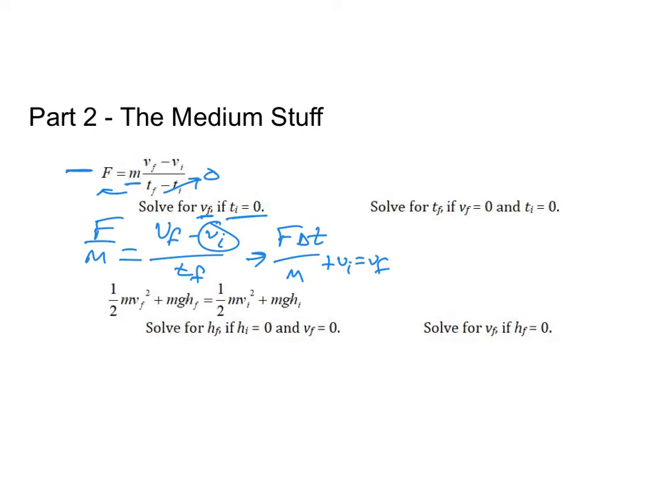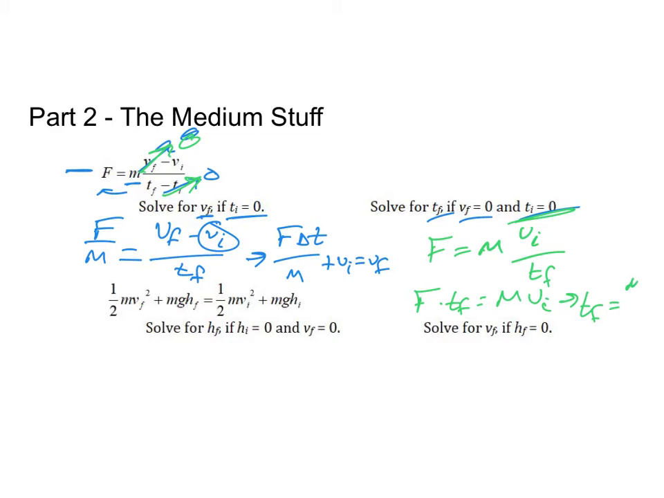All right, what about solve for TF if VF equals 0 and TI equals 0? So now I can say, oh, well, VF is 0. I should have changed colors. VF equals 0 and TI, oh, that was already 0. Perfect. So now I just have fewer variables. So sometimes it's just nice to rewrite it. M times VI over TF, and I'm solving for TF. So I'm going to divide by M, or I could multiply both sides by TF. I'm going to do that instead. F times TF equals M times VI. I'm going to divide by F, and I'm going to get TF equals MVI over F.